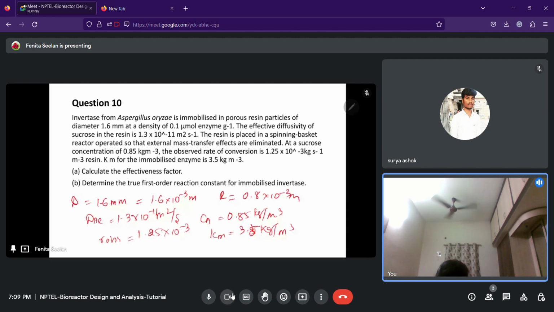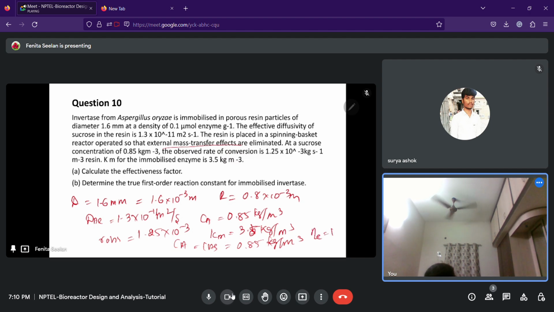So as the external boundary layers have been eliminated, which is provided here, it means your concentration of the substrate present in the bulk is equivalent to the substrate present on the surface of your immobilized catalyst. So if that is the case, you can assume C A is equal to C As, 0.85 kg per meter cube. So as your external mass transfer effects are eliminated, the external effectiveness factor can be taken as 1.